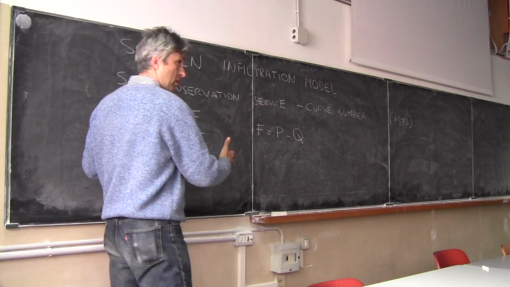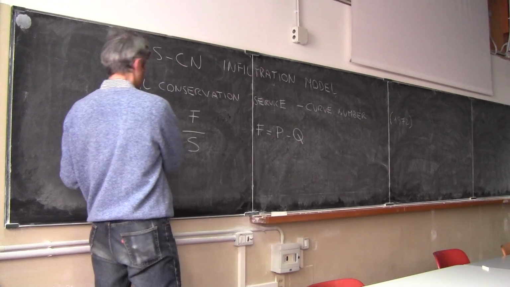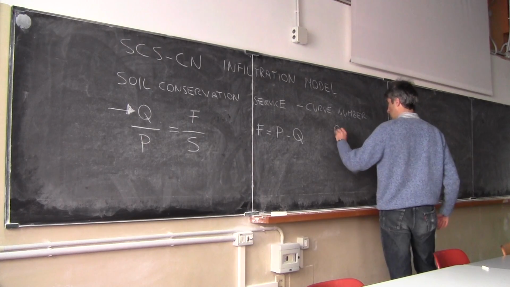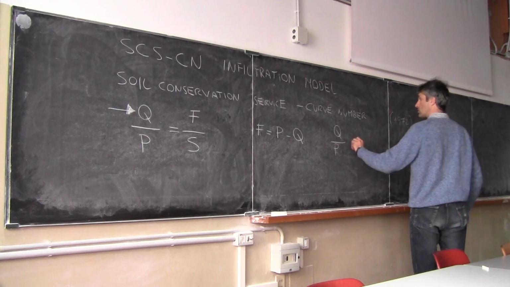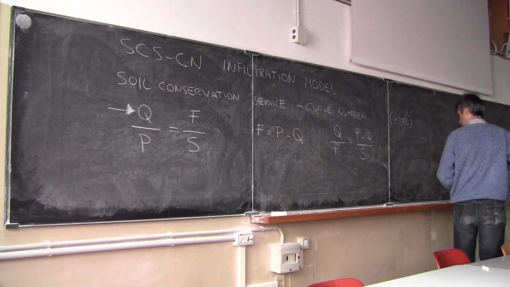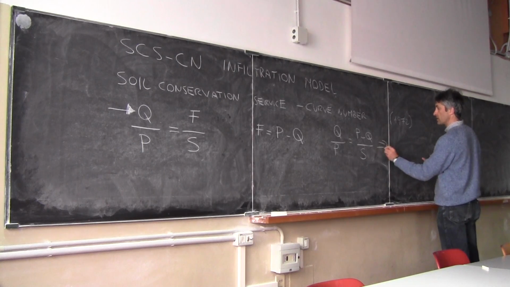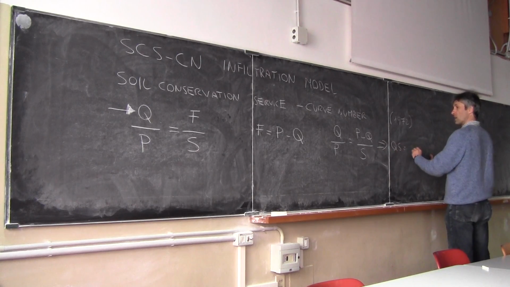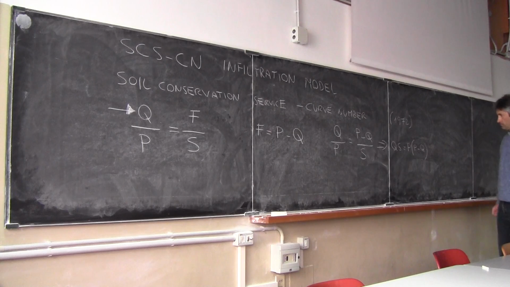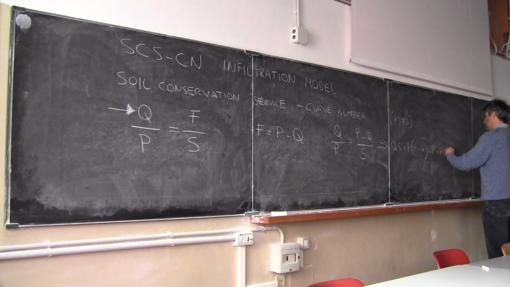Now we can combine these two equations to eliminate an unknown, to eliminate F. Given that we are interested in computing Q, let's eliminate F. So we can write that Q over P is equal to P minus Q over S. So we can rearrange this equation by writing QS is equal to P that multiplies P minus Q, or P squared minus PQ.